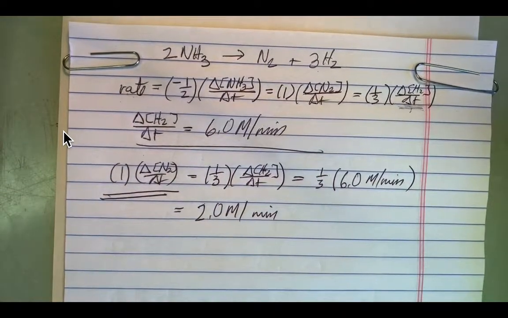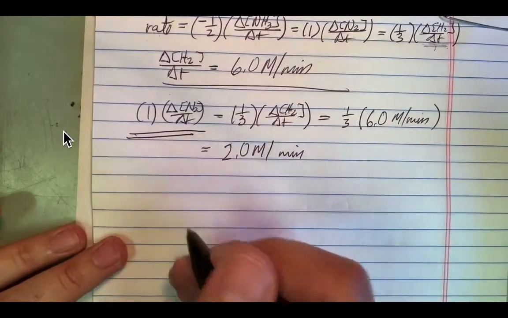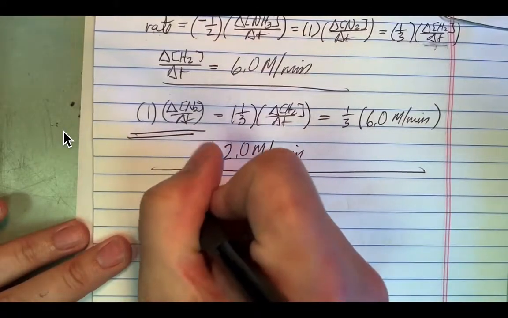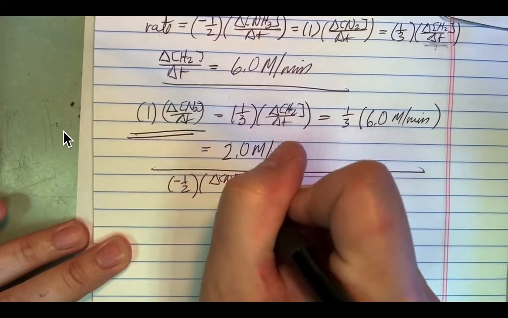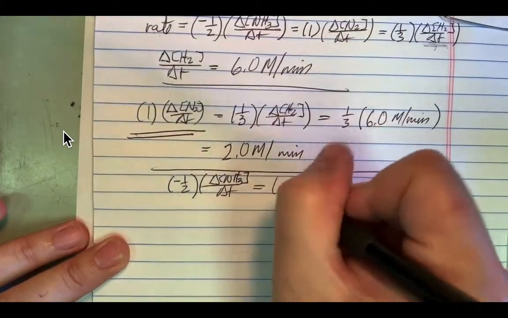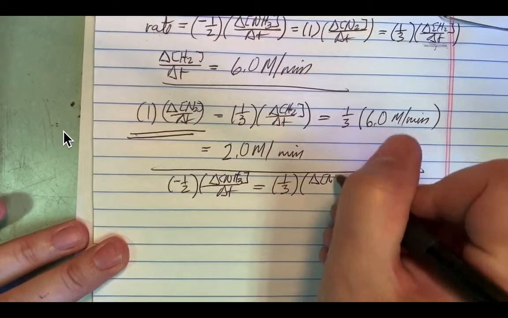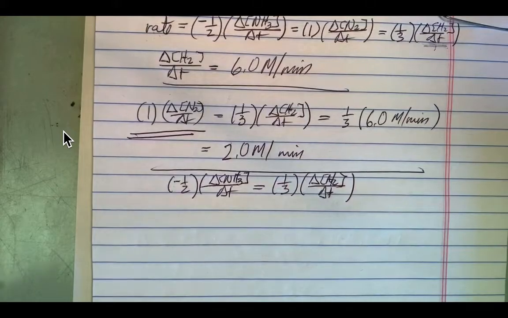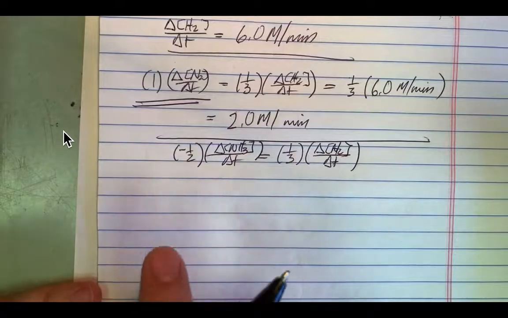All right, what else does it ask me? What's the rate of NH3 decomposition? So I'll again just rewrite that part of the problem. Minus 1/2 delta NH3 over delta T is equal to 1/3 delta H2 over delta T. So I want to solve now just for this piece of it. So I'm going to multiply both sides by -2.